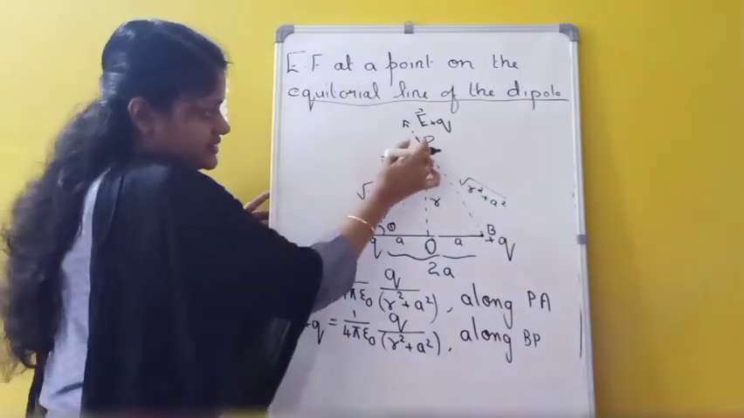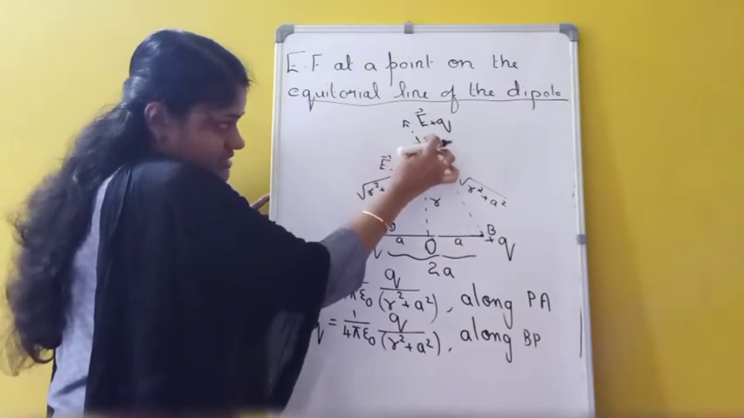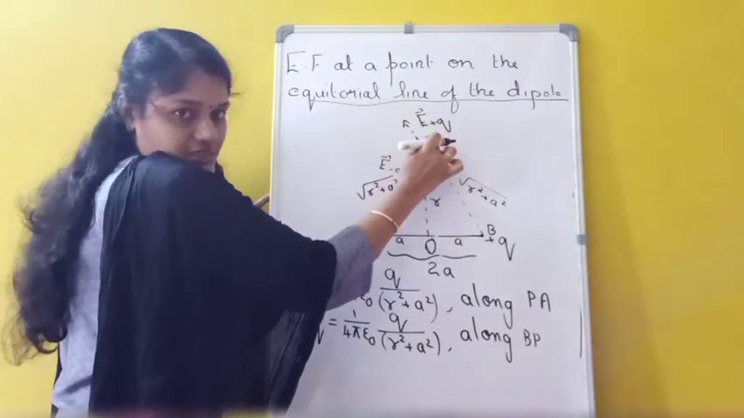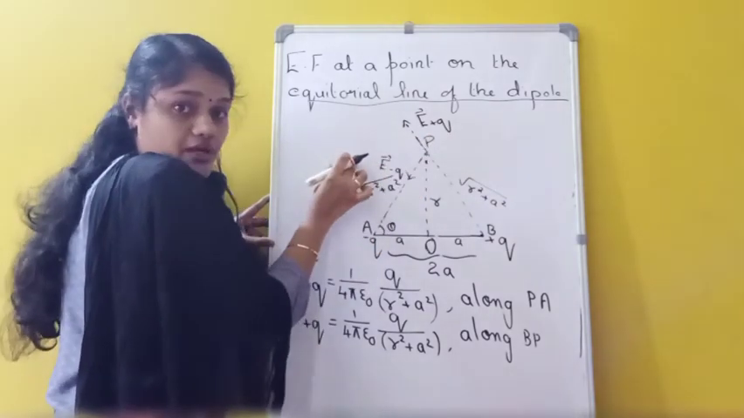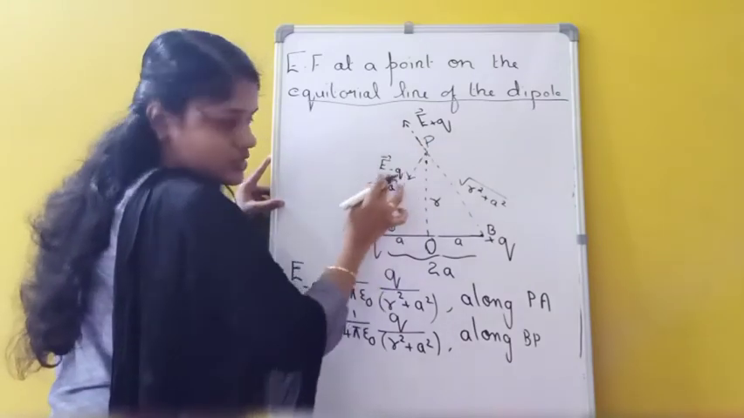Now how will you find the net electric field acting here? We know that here two vectors are connected tail to tail. This is the tail of this vector and this is also the tail of this vector. So both the tails are connected together. That means here we can apply which law? Parallelogram law of vector addition. So for that I am completing a parallelogram here.